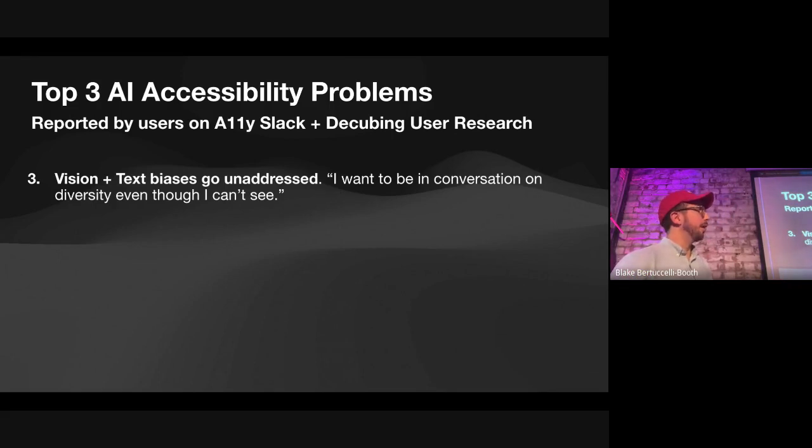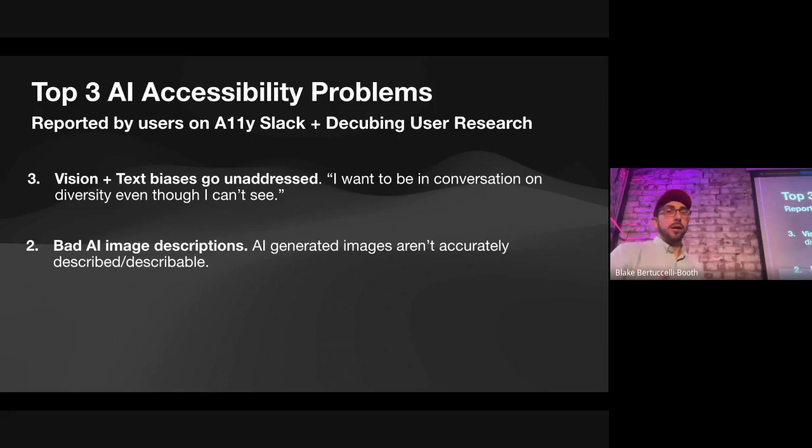So again, this quote, I want to be in a conversation on diversity even though I can't see. I heard this the other week, and it struck me like a train. We were in a workshop around diversity, and the tools and the materials that were being shown on screen did not have descriptions of who was in the photos. It was kind of assumed that everybody would know. And so we need to help educate folks writing alt text that they need to speak to this concern. I want to be in a conversation on diversity, even though I can't see.